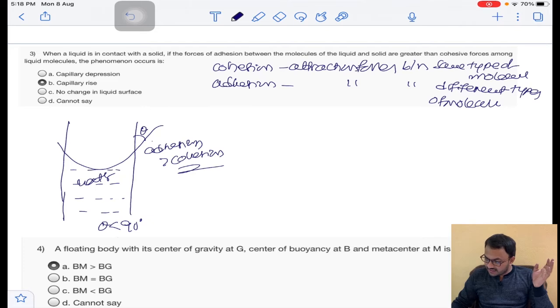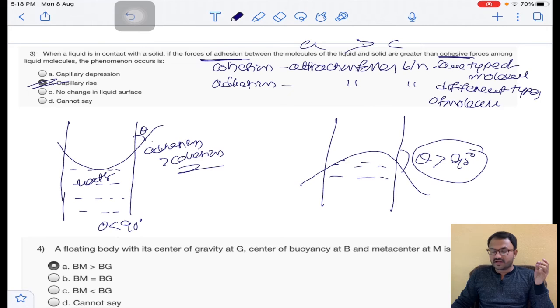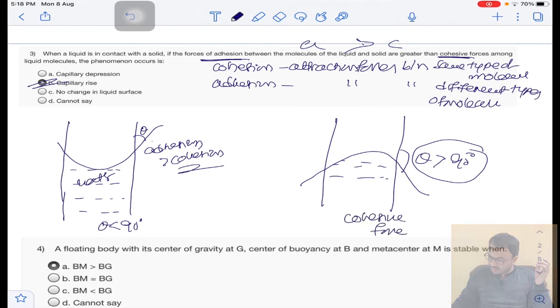As mentioned, adhesion is greater than cohesion, so obviously the capillary will rise. For example, if I pour some mercury, this will fall, and here the angle of contact theta is greater than 90 degrees. So here cohesive forces are greater than adhesive forces. So in this case, the liquid will fall. Clear?